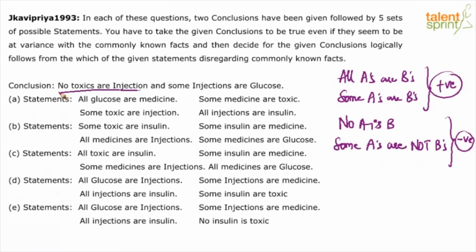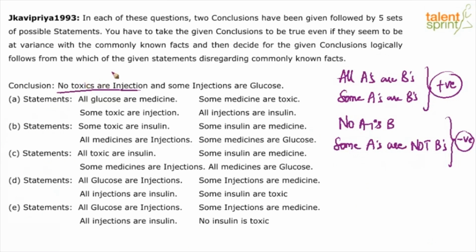Now, one point that you need to understand is that for a negative type of conclusion, no toxics are injections, or some injections are not toxics, or some toxics are not injection, any of these types. So when a conclusion is negative, definitely at least one of the statements has to be negative. Otherwise, it is impossible to get a negative conclusion. Or in the reverse way, when all the given statements are positive, meaning all A's are B's, some A's are B's types of statements, then we can never get a negative conclusion type.